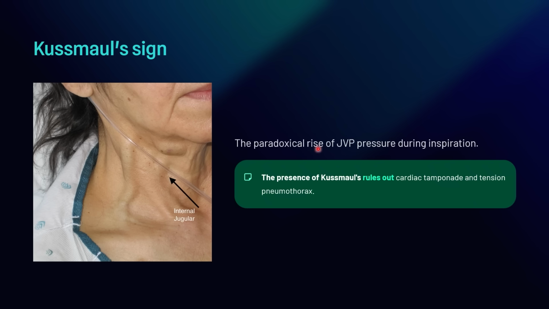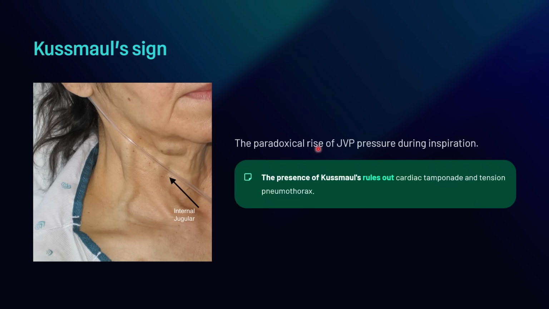Pulsus paradoxus, on the other hand, is an exaggerated fall in systolic blood pressure of more than 10 millimeters of mercury during inspiration. The presence of that means they are talking either about tamponade or tension pneumothorax. Of course, sometimes massive PE or severe COPD, but I think this is the high yield. When you see pulsus paradoxus, look at the stem and see: is it tamponade or tension pneumothorax? It rules out other causes, not constrictive pericarditis or other causes of JVD.